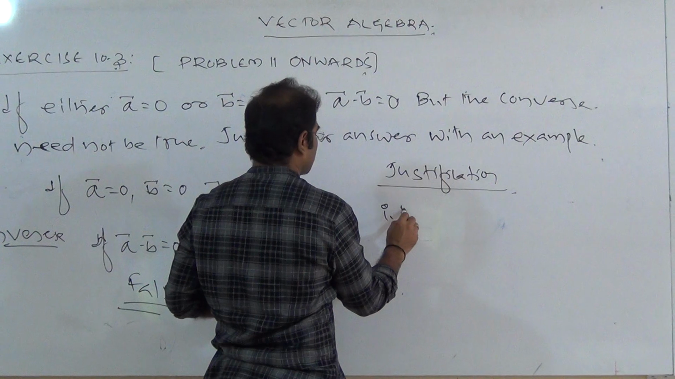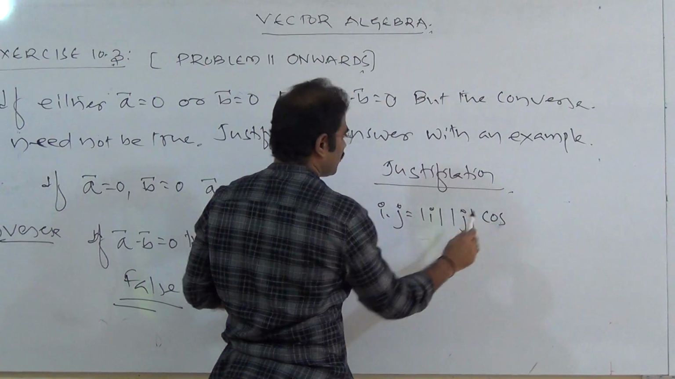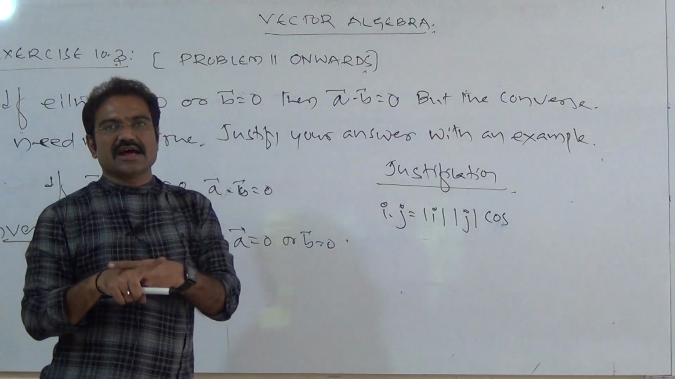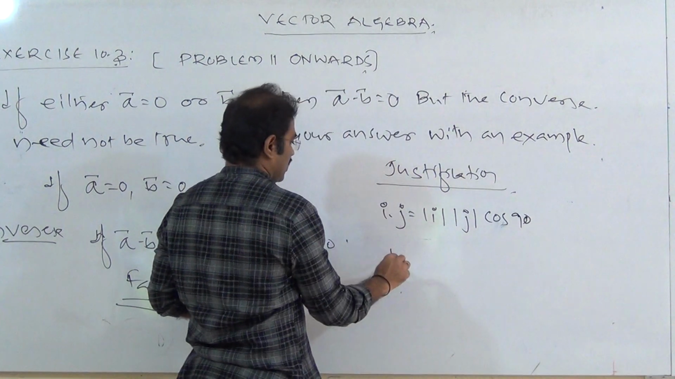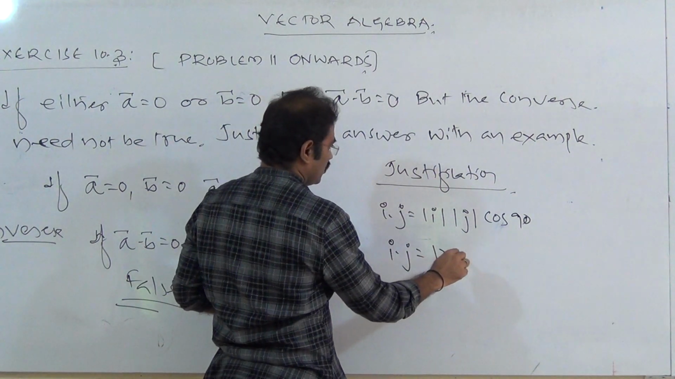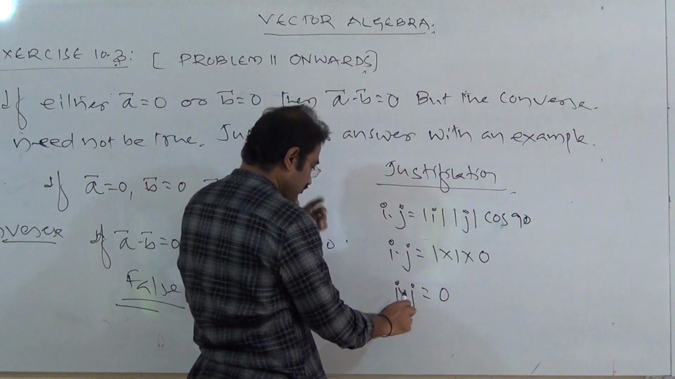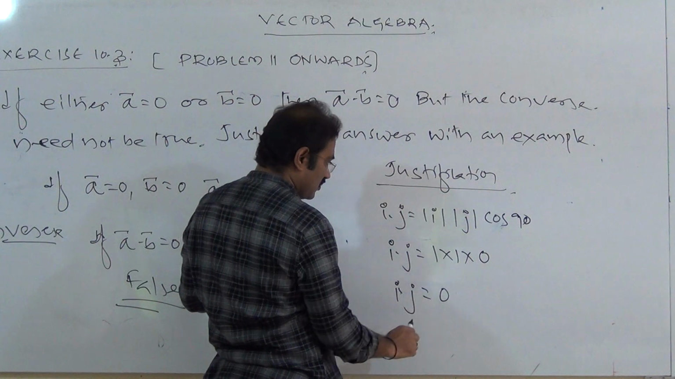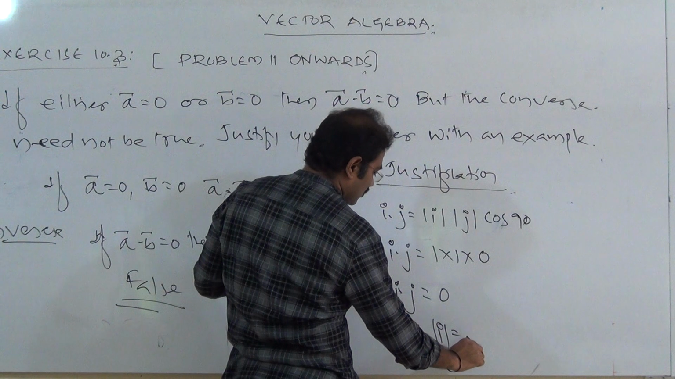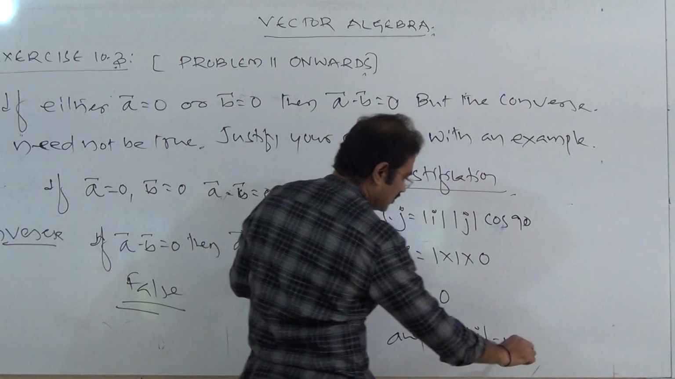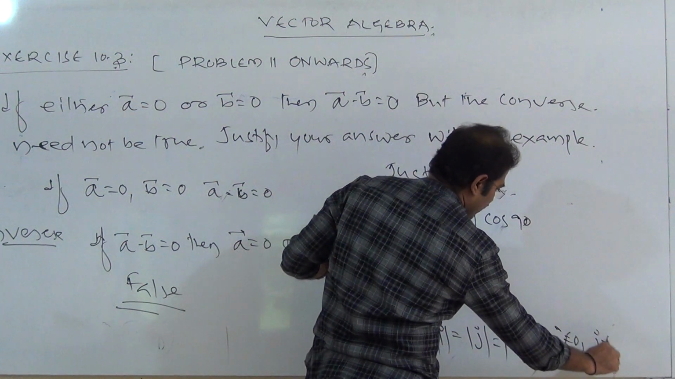Now I take i dot j: magnitude of i, magnitude of j, cos of the angle between i and j. i and j are perpendicular to each other, therefore cos 90. i dot j is equal to 1 into cos 90, which is 0. i dot j is equal to 0, and magnitude of i is equal to magnitude of j is equal to 1. But i is not equal to 0, j is not equal to 0.